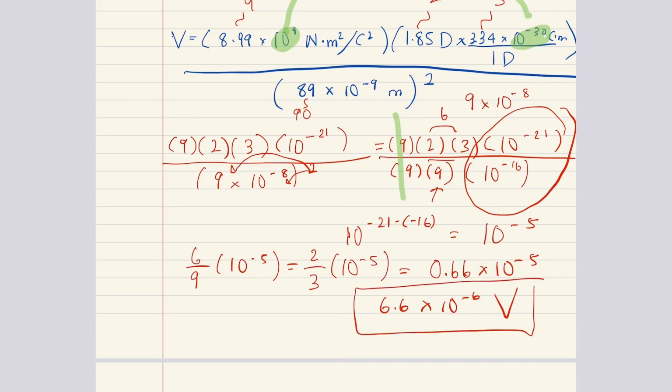Now, if you were to plug it into a calculator, you're going to get a value that's pretty close to this. The actual value is 7.01 times 10 to the negative 6 volts.